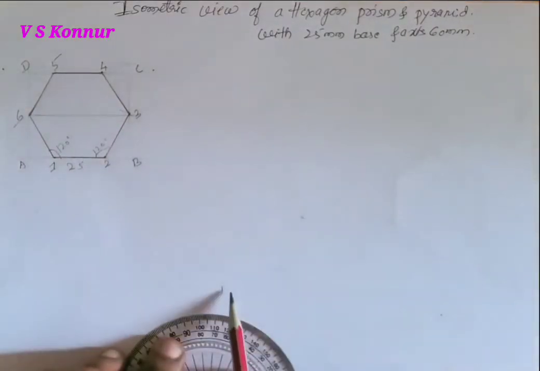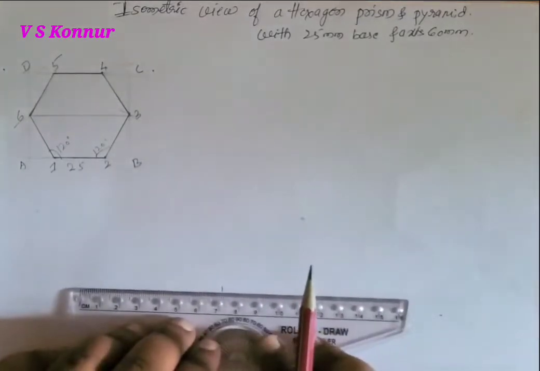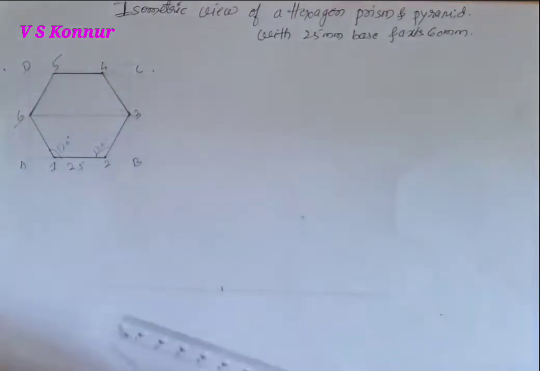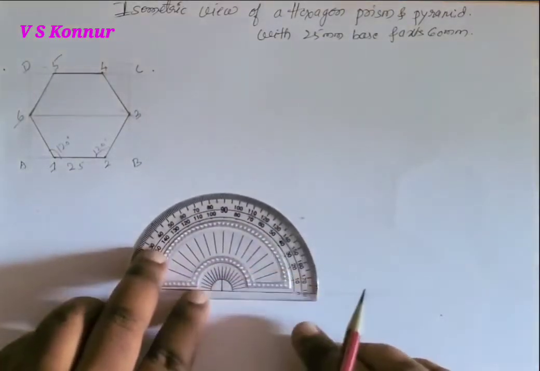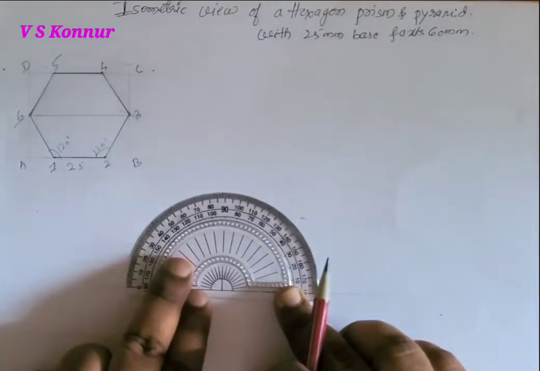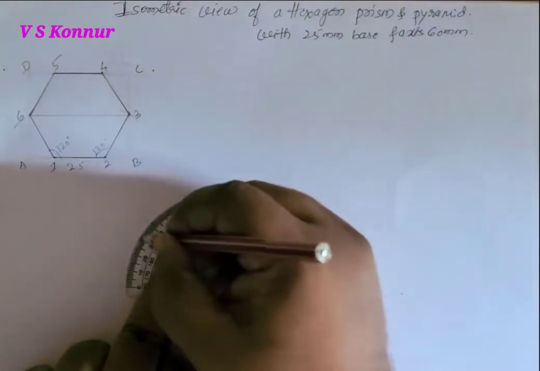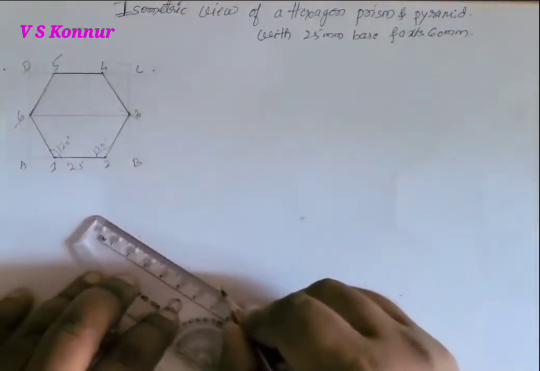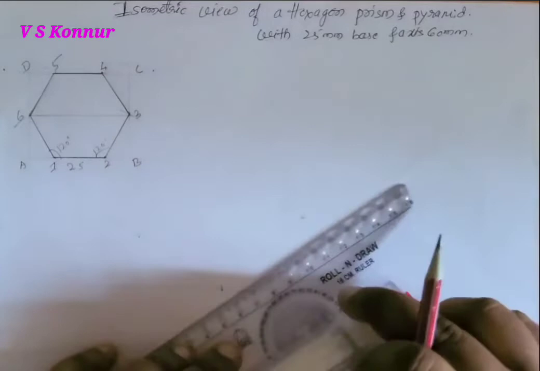First we have to draw the horizontal line. I have drawn a horizontal line with a thin line, so we'll make it dark. After that mark a point and then take 30 degree on either side of this point. Mark 30 degree on either side. Then extend. Exactly from this point you have to extend it. Then this side.